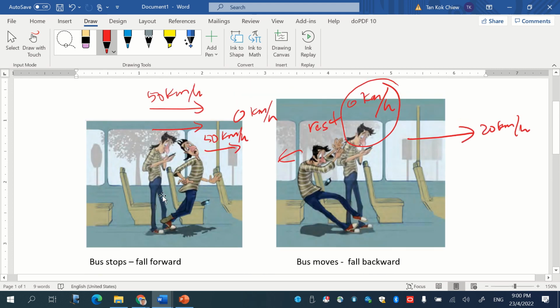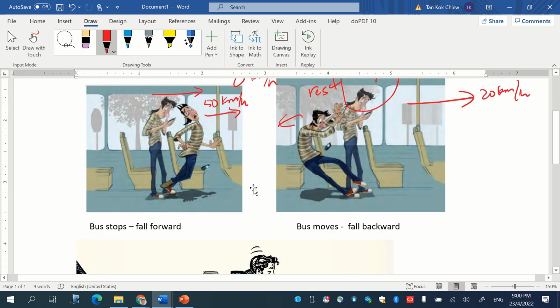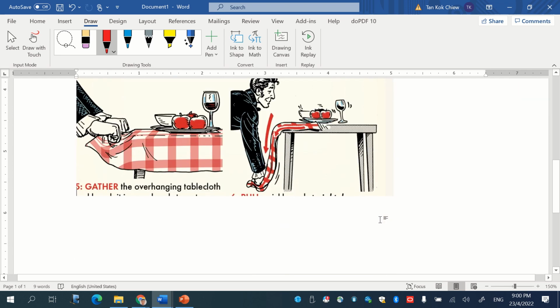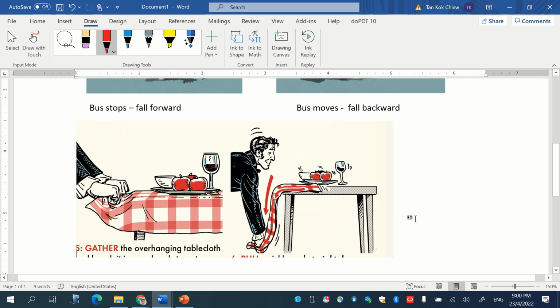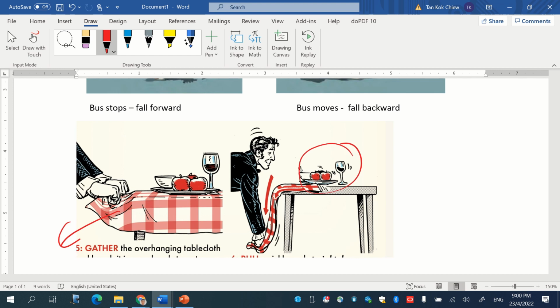The first diagram is your inertia causes you to fall forward. Okay. Then this last example here is about pulling a tablecloth away very quickly. If you can do that very quickly, you have seen this kind of trick before, all the dishes that you prepare on the table can still remain on the table, without spilling over or things like that.